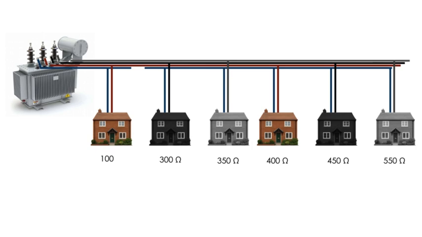So the houses with less resistance, generally those nearer the transformer, will have lower voltage, but the houses further down the cable will have higher voltage. And bearing in mind, we said a transformer can feed up to 150 houses.